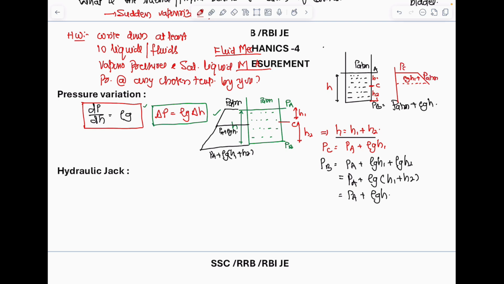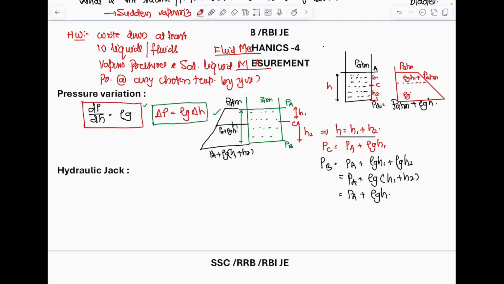This is P atmosphere. Please try to understand. And it goes like this, and it will be rho G H1 plus rho G H2 plus P atmosphere, which is nothing but P atmosphere plus rho G H. That's how we have to represent the pressure variation with respect to depth.